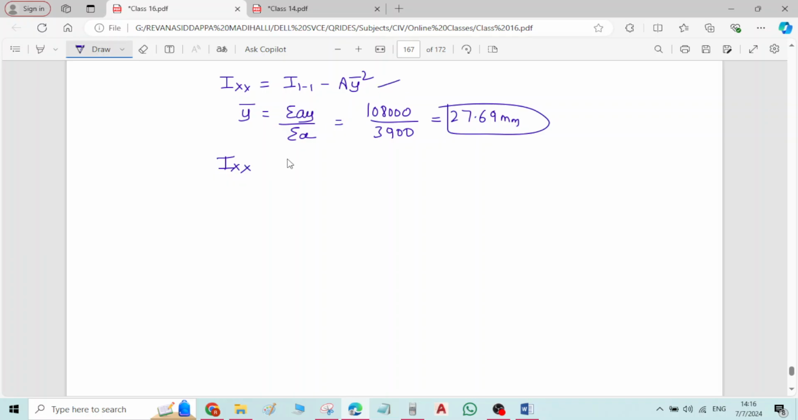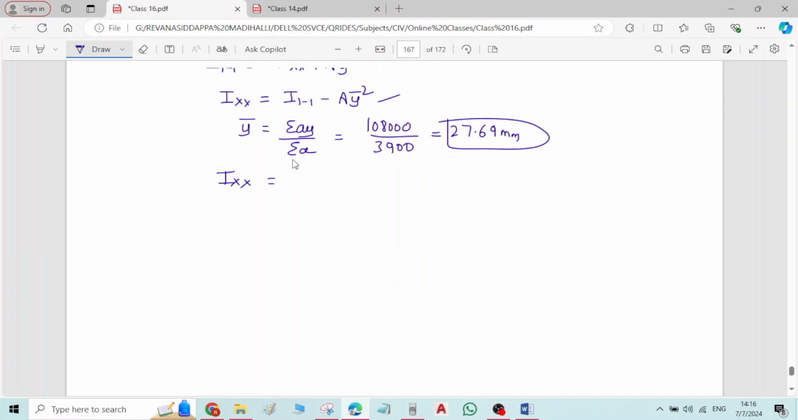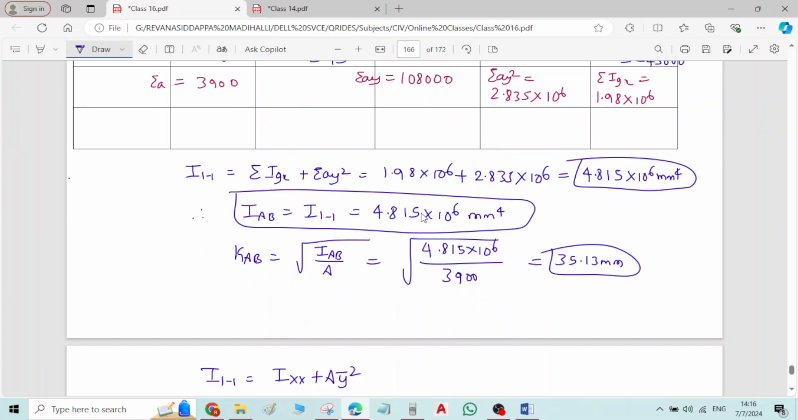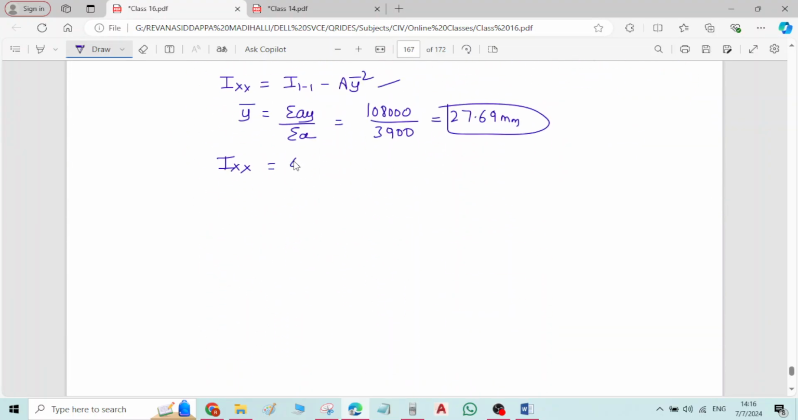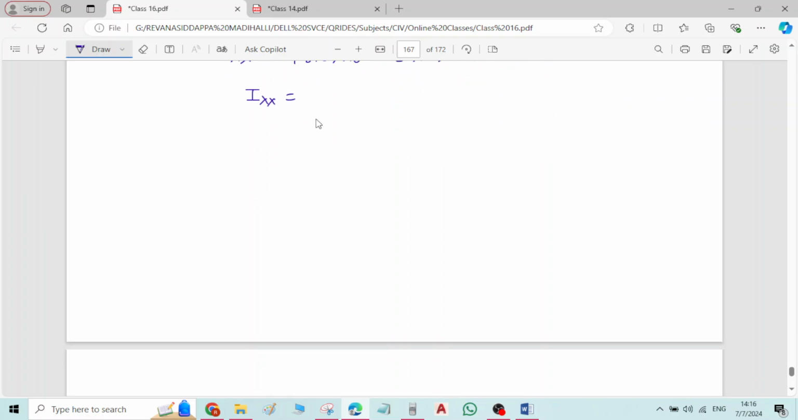In this formula, Ixx is equal to I11. Just now we have calculated it. It is 4.815 into 10 power 6 minus total area 3900 into y bar 27.69 square. By this we will get moment of inertia about x-axis, that is 1.824 into 10 power 6 millimeter raised to 4.